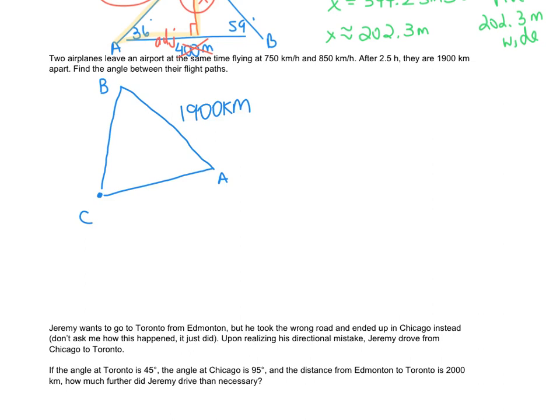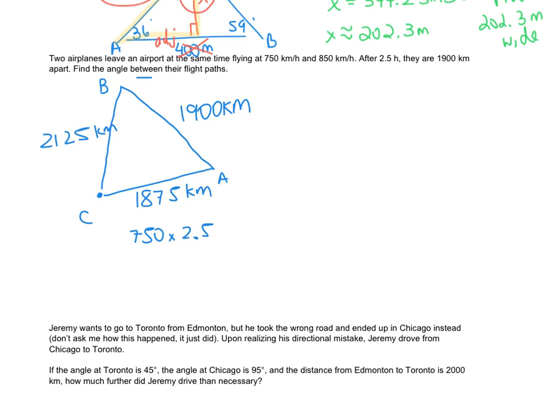I'm just going to have to use the speed. So if I know that the first plane travels 750 kilometers per hour, that means in 1 hour, it travels 750 kilometers. So if I want to know the distance in 2.5 hours, I'm just going to multiply 750 by 2.5. And when I do that, I get 1,875 kilometers. And I'll do the same thing for my second plane. So it's flying at 850 kilometers per hour. I'll multiply that by 2.5 and I get 2,125 kilometers. Now I have all three sides, which means I can use cosine law to solve for an angle.